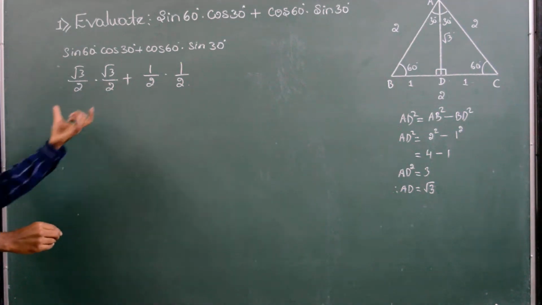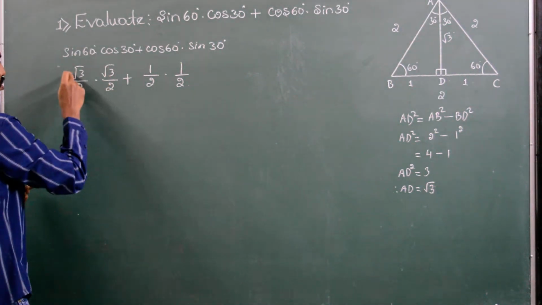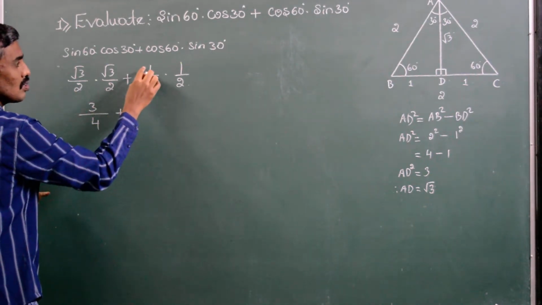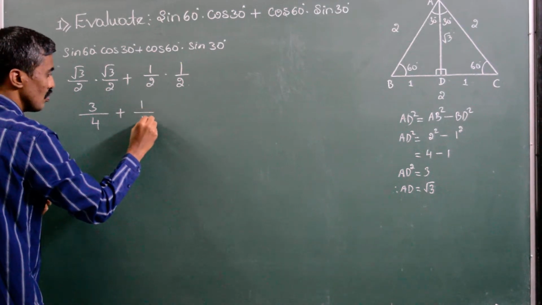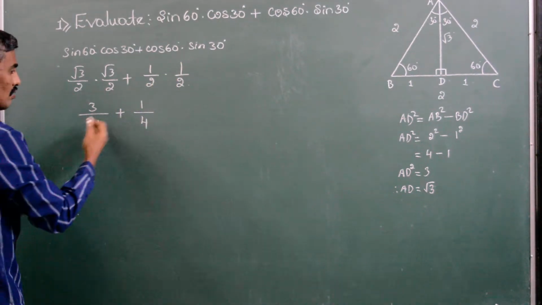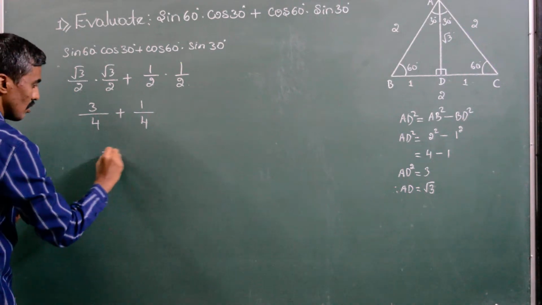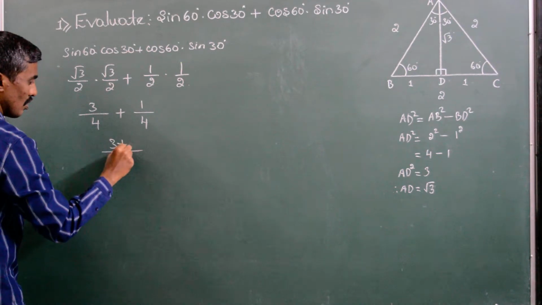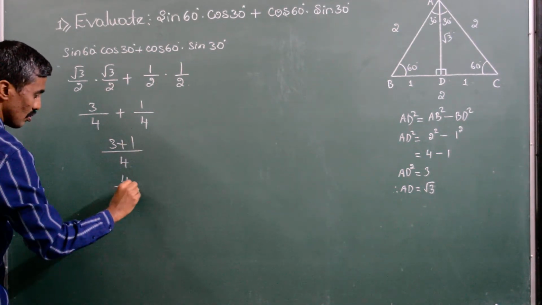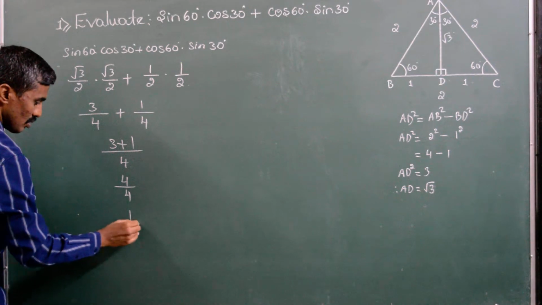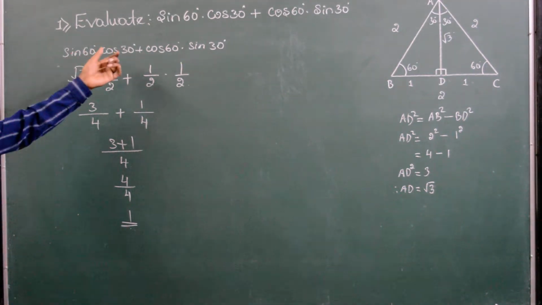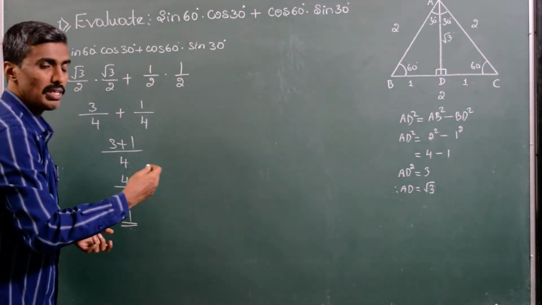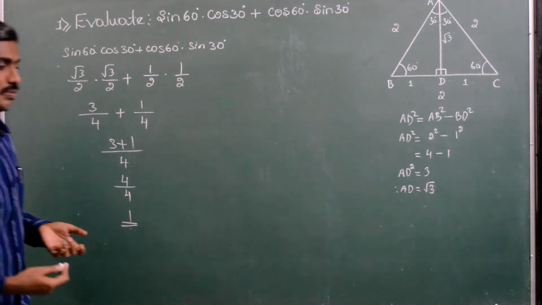Now simplify these two. Root 3 by 2 into root 3 by 2. So root 3 into root 3 is 3, divided by 2 into 2, that is 4, plus 1 by 2 into 1 by 2, that is 1 by 4. 1 into 1 is 1, 2 into 2 is 4. Now we have to add these two. So denominators are equal, therefore keep the denominator as it is. So 3 plus 1 in the numerator. What is 3 plus 1? 4. 4 divided by 4 equals 1. So the value of sin 60 degree into cos 30 degree plus cos 60 degree into sin 30 degree is 1. Okay. Similarly, we will move on to the next problem.